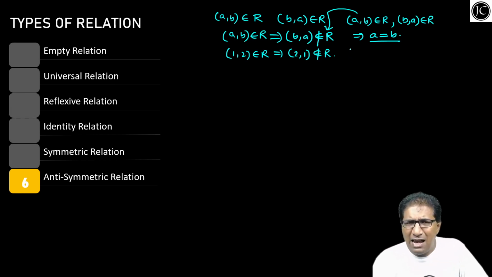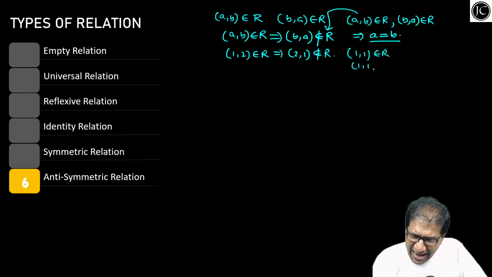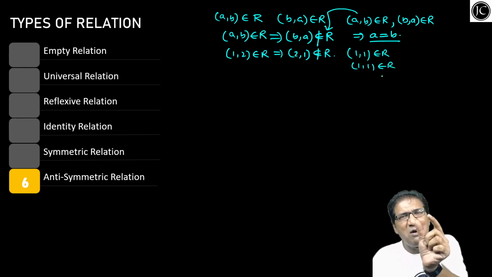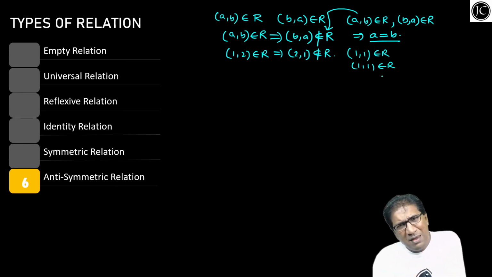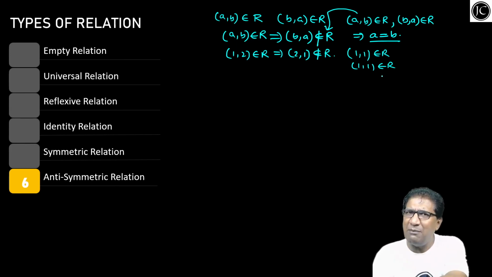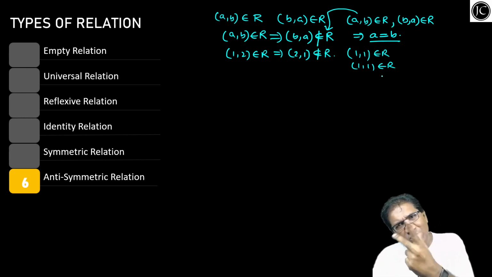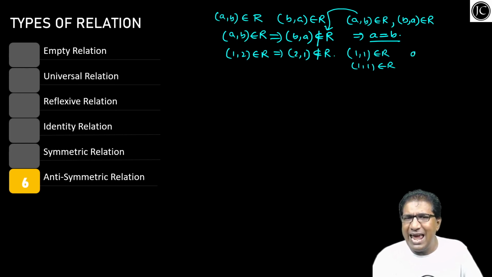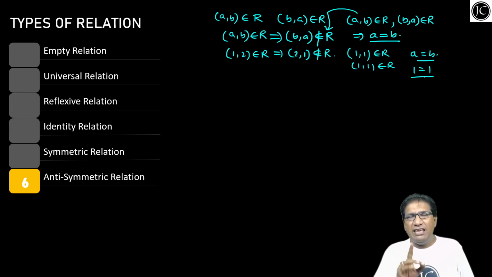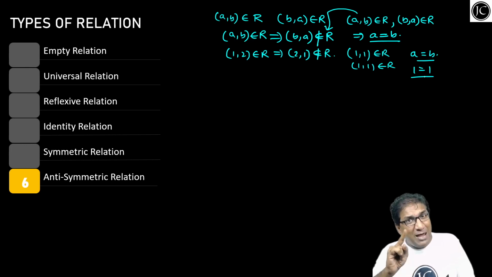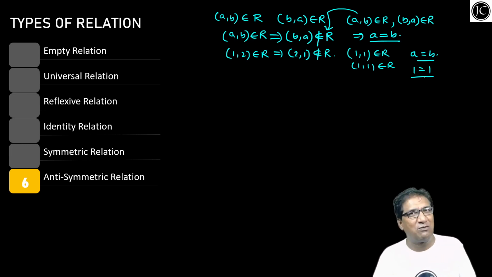Think about it. In diagonal elements, suppose (1, 1) is there. If (1, 1) is there, it means (1, 1) is there. Getting my point? (1, 1) is there means if (a, b) is in R then (b, a) is also in R, because if (1, 1) is in R and you reverse it, what will happen? (1, 1) still belongs to R. This means here a is equal to b, that is 1 equals 1 in this case. What I want to say is that if you choose the diagonal elements in an anti-symmetric relation, there is no problem. We can choose the diagonal elements here. But if (a, b) belongs to R, then (b, a) should not belong to R. That you have to remember for anti-symmetric relation.